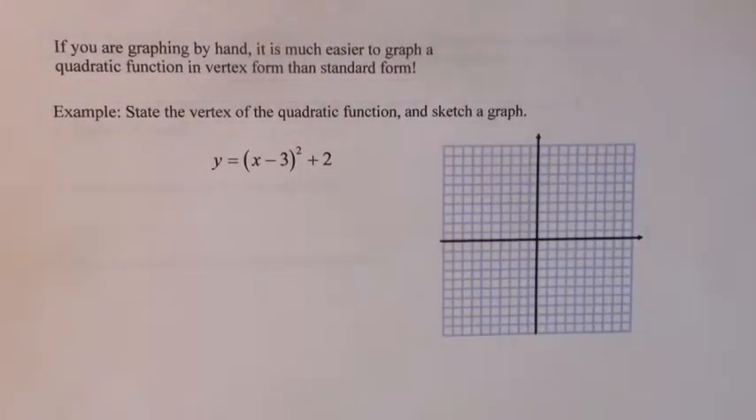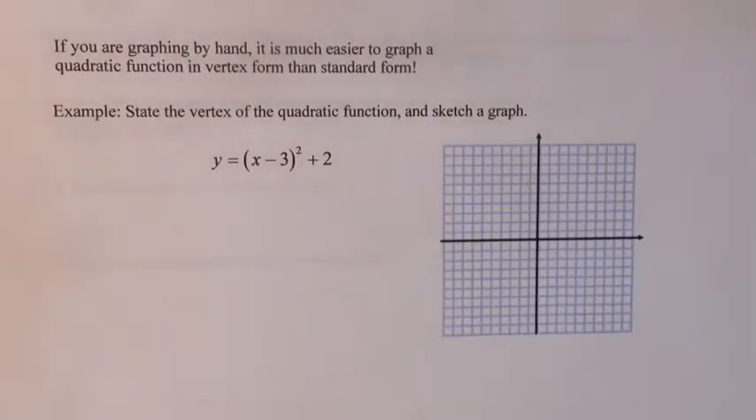First, let's talk about why we would want to change a quadratic function into its vertex form. Basically, if you're graphing by hand, it's a lot easier to graph a quadratic function when it's in its vertex form than when it's in its standard form. Let's start by looking at an example of a quadratic function in vertex form. We're going to write down everything we know about it and then sketch a graph.